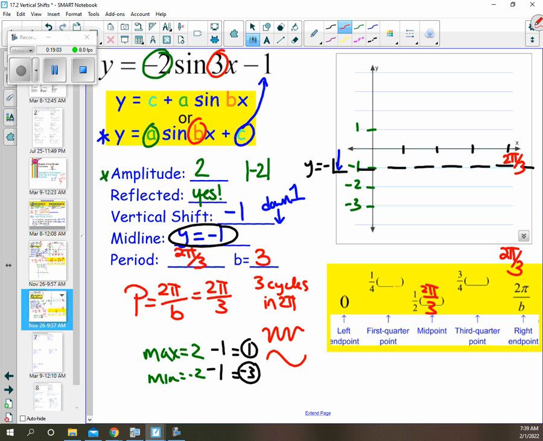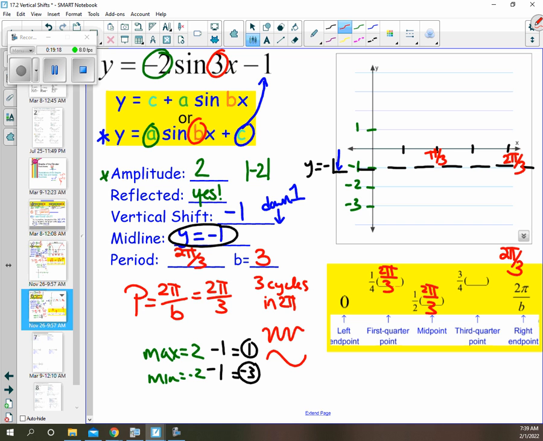Well, half of 2 pi over 3 would be 2 pi over 6, or pi over 3. So half of 2 of them would be 1 of them. Kind of makes sense. All right, then we need to do the quarter. Now, we can, again, do 1/4 of 2 pi over 3, works great.